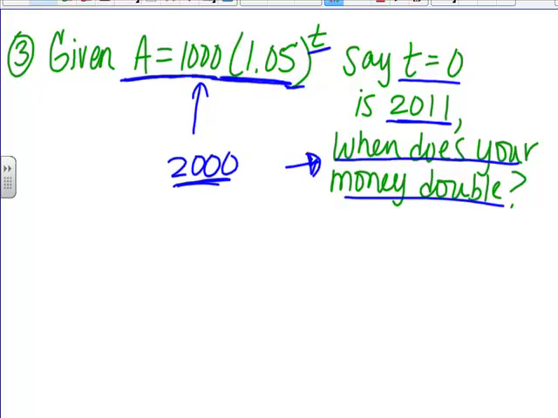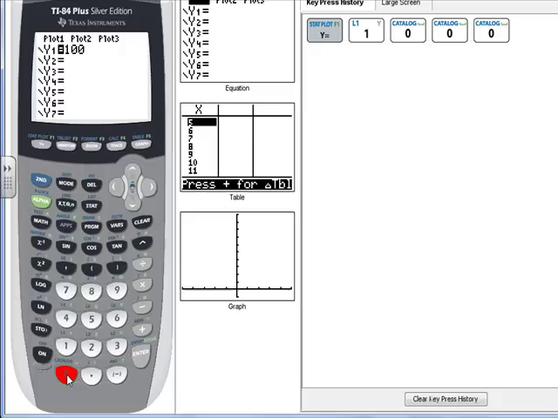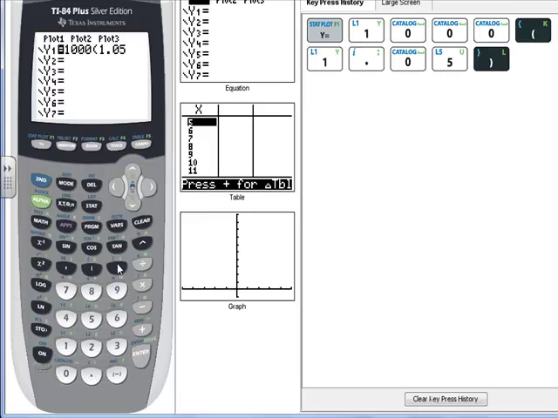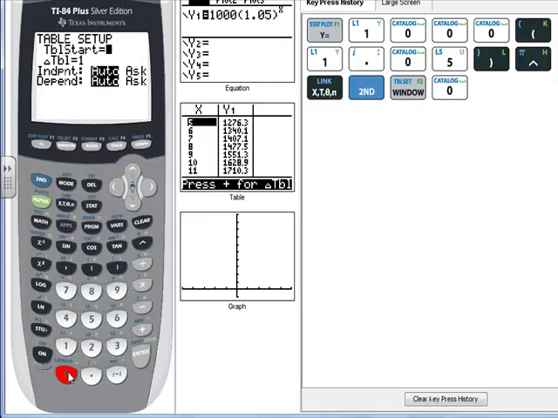So one thing you could do is try some numbers, but I just want to give you a little helpful hint with your calculator. Another option would be to hit your y equals on your calculator and type in 1,000 times 1.05 to the x, and I'm going to just put in my x. And this way I can go to my table. So I'm going to hit second window for table set. I just want to start at 0.